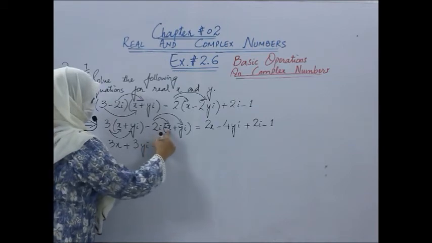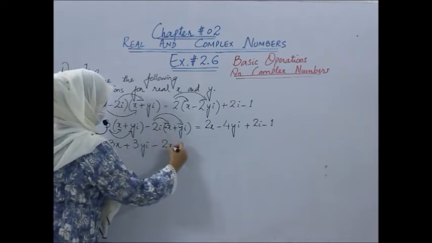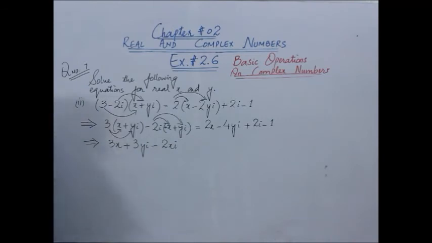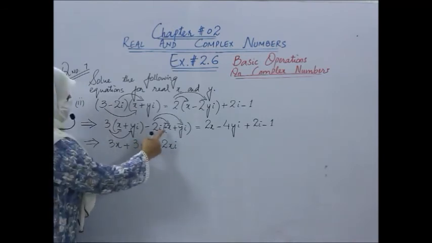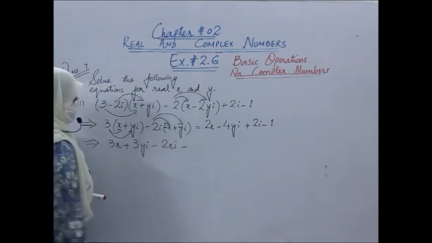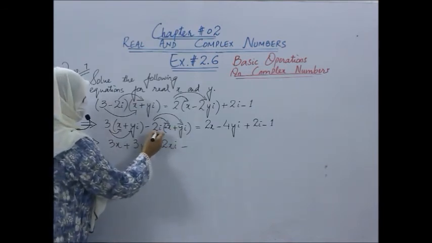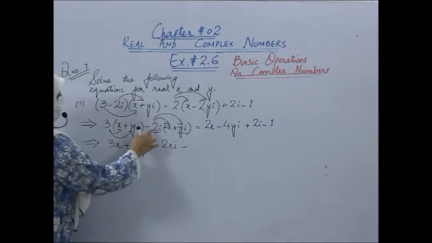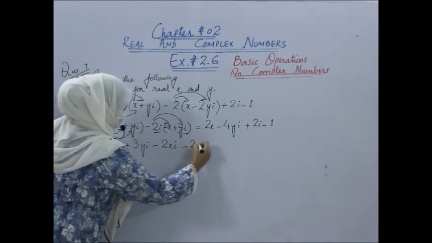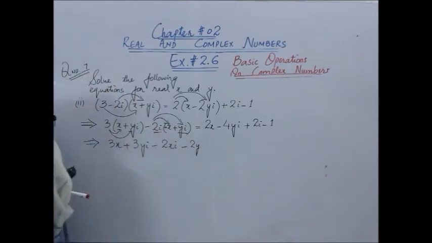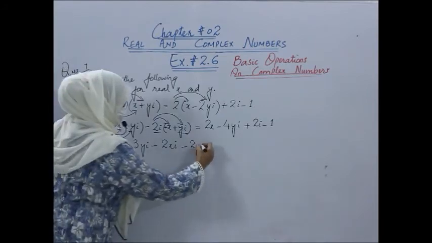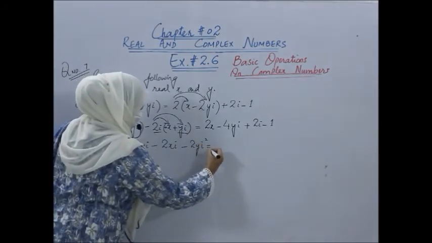So 2 iota into x will give you 2x iota, isn't it? Now what about the next? Minus into plus will give you minus. And 2 iota into y iota, it is 2 iota and y iota. 2 into y. And what about iota into iota? Iota into iota will give you iota square.